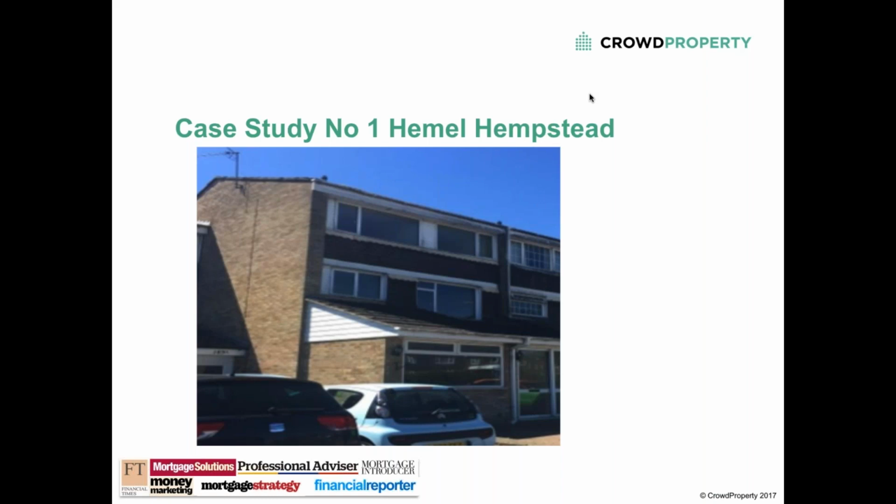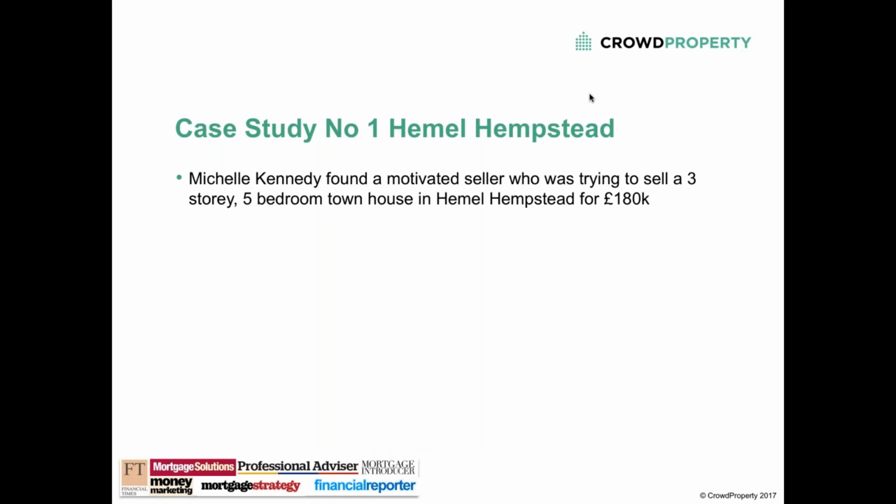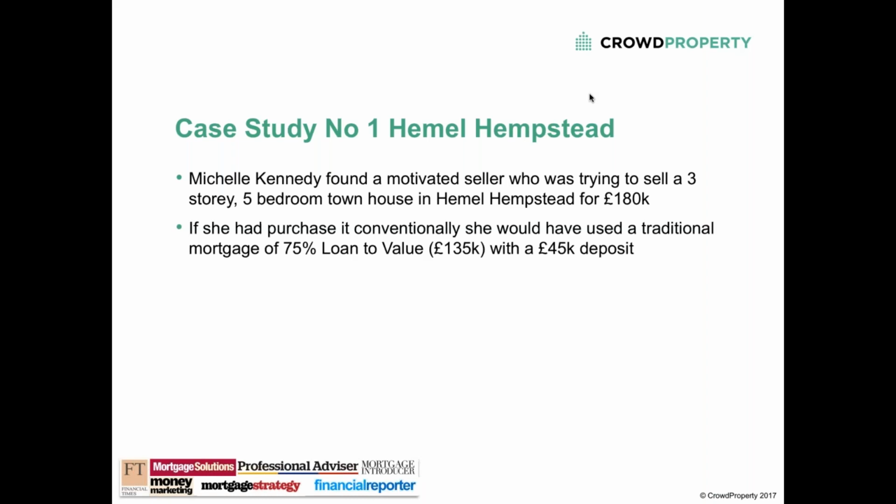It's a property in Hemel Hempstead. And in this particular case, the borrower, Michelle Kennedy, found a motivated seller, someone who's trying to sell their property. It was a 3-story, 5-bedroom townhouse in Hemel Hempstead, and it was on the market for $180,000. Now that is a very good price in that area for that property. Michelle had been watching this for a while. It had been on Rightmove for sale. It had come off, it had gone back on, and so obviously the seller was quite motivated. Michelle spoke to her and agreed a purchase.